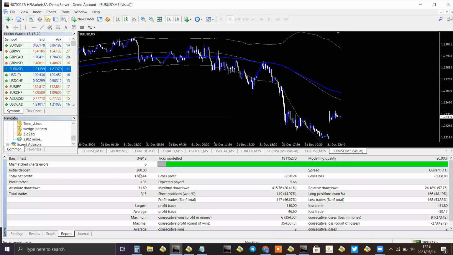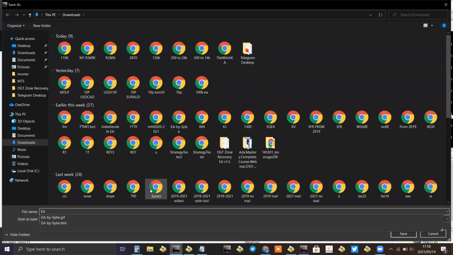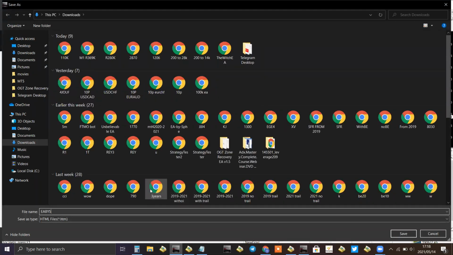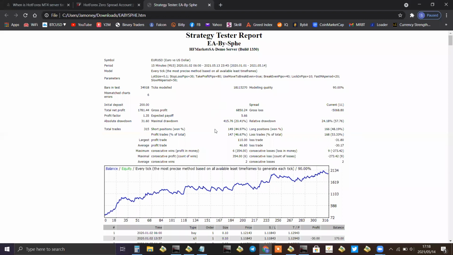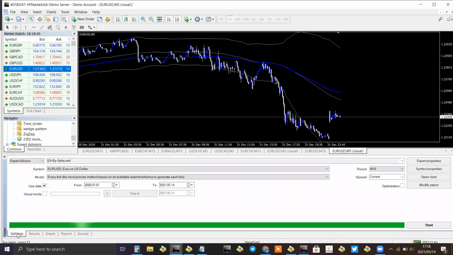We started from 200 and we went to 1,781. So let me just save EA by SPAY. Okay, there we go. And as you saw here, I did not include anything that has to do with the zero spread account.